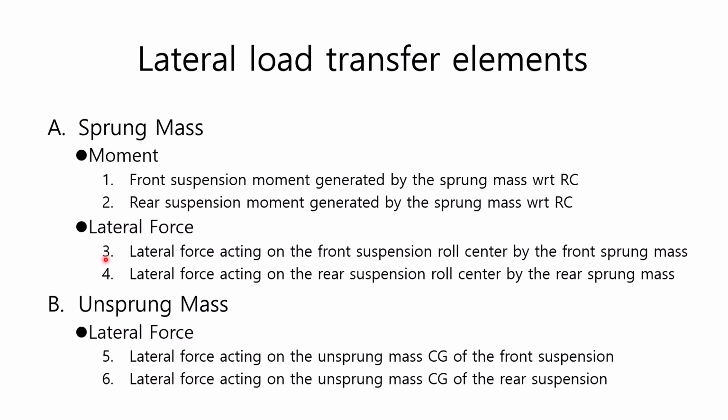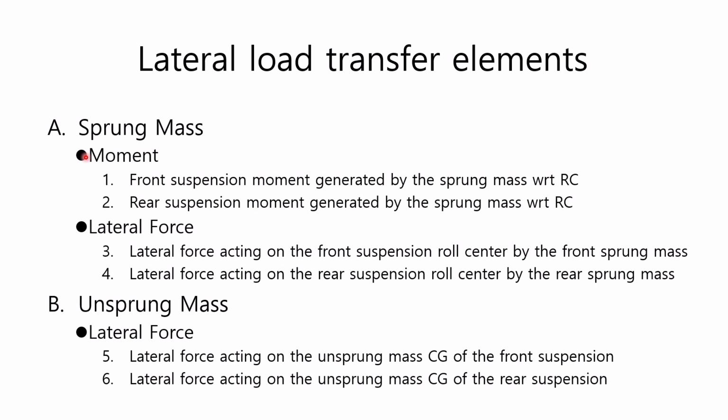The lateral load transfer for the lateral forces 3 and 4 of the sprung mass can be obtained by calculating the sprung weight supported by the front and rear suspensions, and then using the corresponding roll center height and the corresponding wheel track. The lateral load transfer for the lateral forces 5 and 6 of the unsprung mass can be easily obtained using the corresponding center of gravity height and the corresponding wheel track. The load transfer due to the lateral force generated by the sprung mass and the unsprung mass can be calculated independently from the front and rear suspensions.